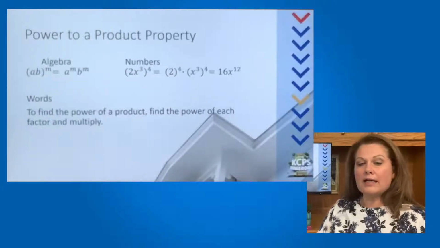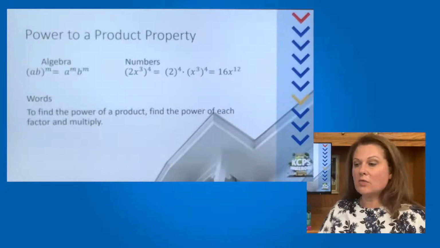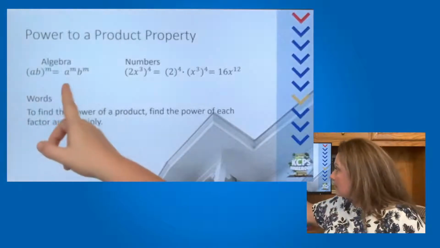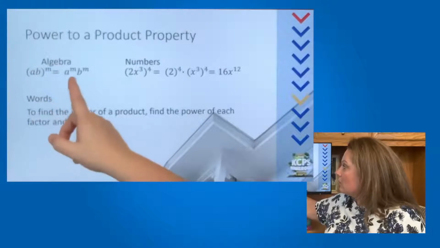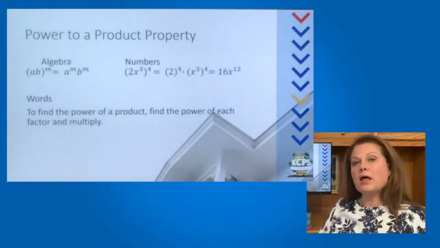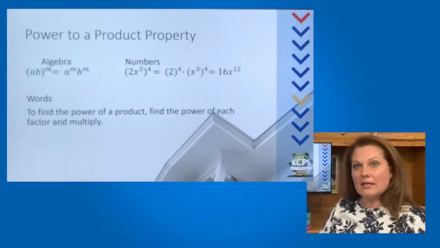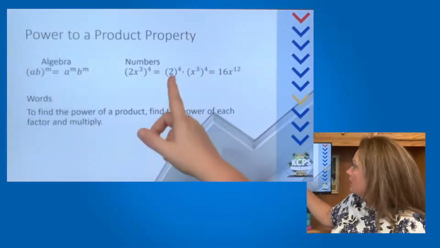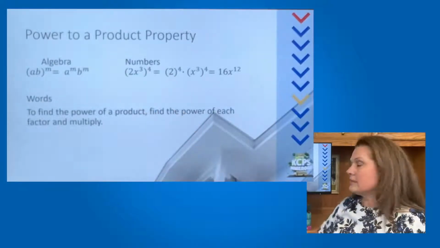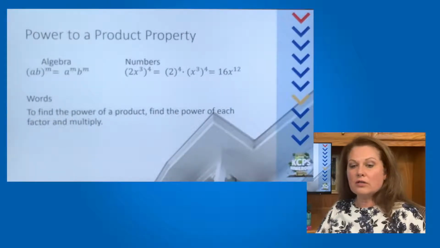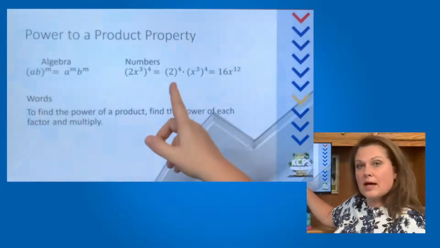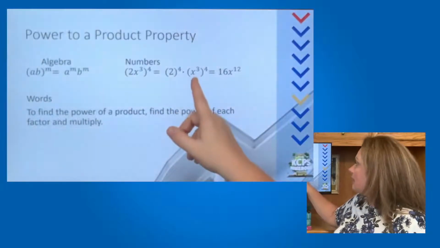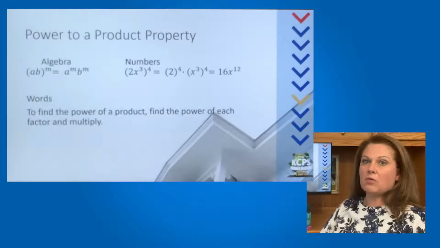How it would look as the power of a product property in algebra is going to look something like this. We're going to say a times b to the m. Notice the m is being applied to both the a and the b. In numbers, it's going to look similar to this: 2x to the 3rd, to the 4th. The coefficient of 2 also has a power of 4. X to the 3rd also has a power of 4.